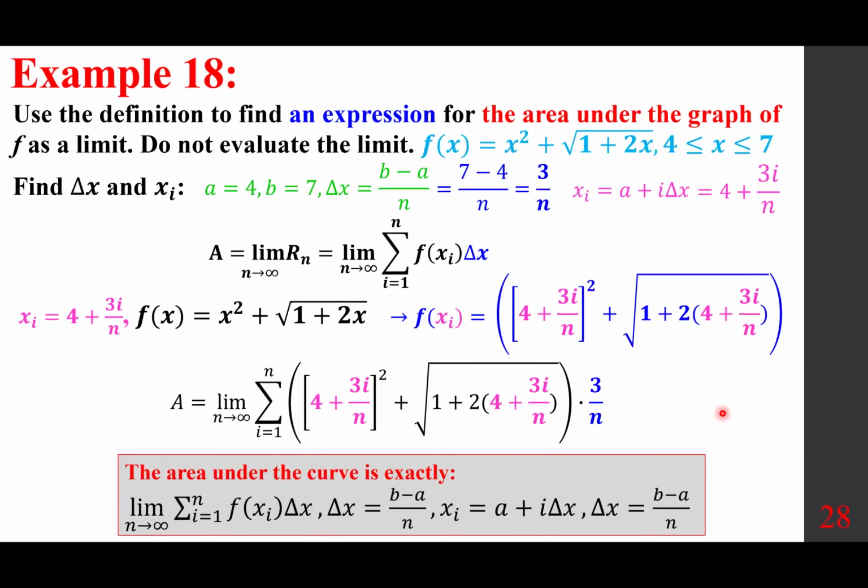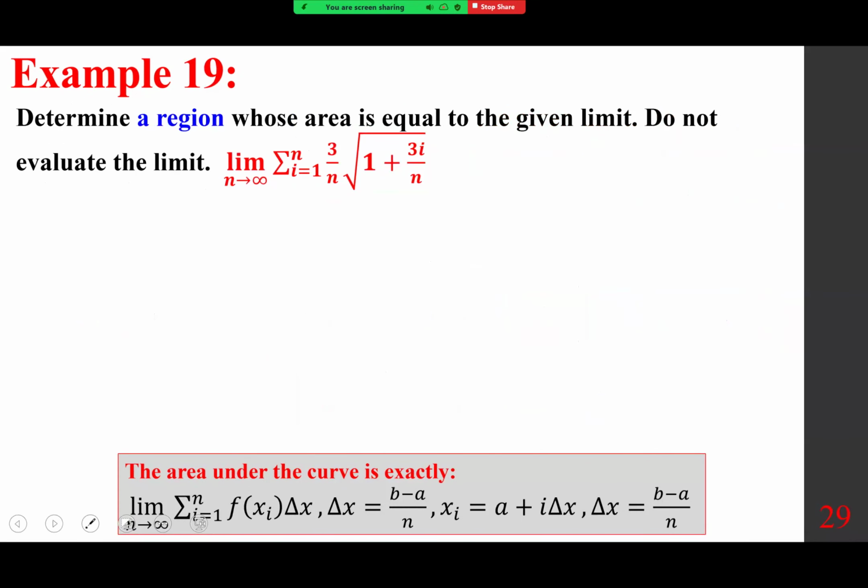So in essence, they gave us the region. They want us to come up with the area using the Riemann sum. Now, determine a region whose area is equal to the given limit. Do not evaluate the limit. The limit as n goes to infinity of the summation of i going from 1 to n, 3 over n squared root of 1 plus 3i over n.